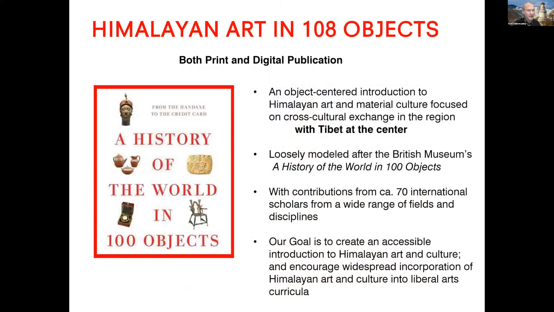This will be an object-centered introduction focused on cross-cultural exchange with Tibet at the center. It's loosely modeled after the British Museum's famous A History of the World in 100 Objects, with contributions from roughly 70 international scholars, including Tibetan, Bhutanese, and Mongolian scholars from a wide range of fields and disciplines. And our goal is to create an accessible introduction to Himalayan art and culture and encourage widespread incorporation of Himalayan art and culture into liberal arts curricula.